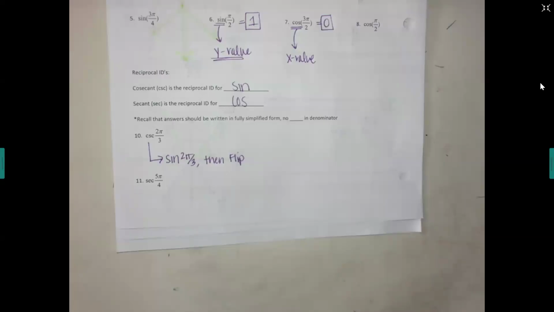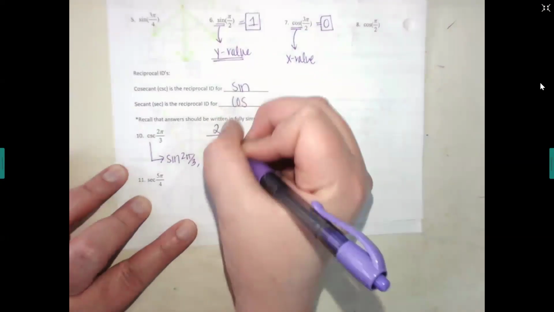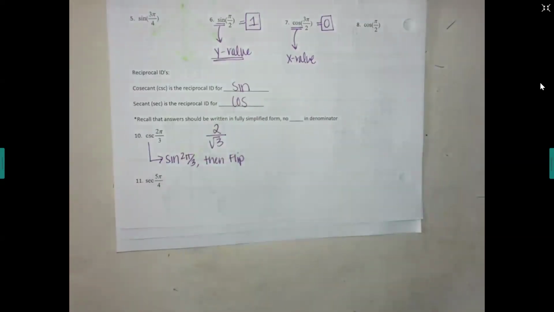Okay, what angle are we at in degrees? 2 pi thirds is 120. And then CSC is sine. Am I flipping the X or the Y? The Y. What's the original Y value on your circle? Square root 3 over 2. Then my answer is 2 over square root 3. Because remember, I got to flip it for CSC.